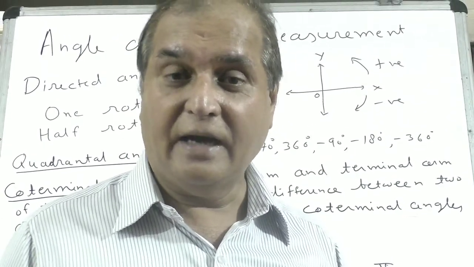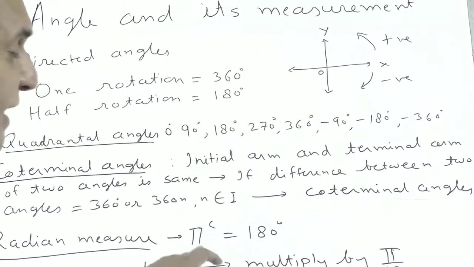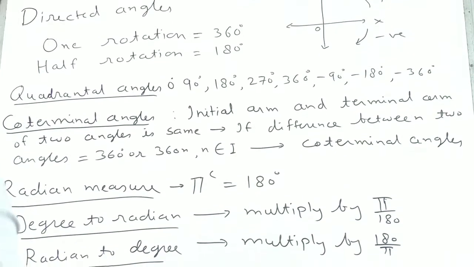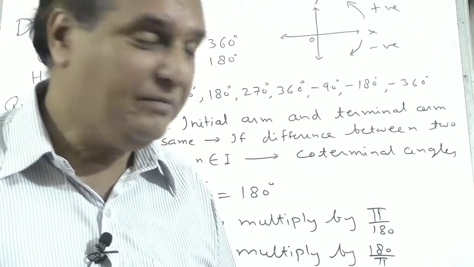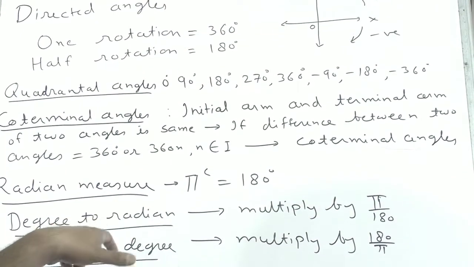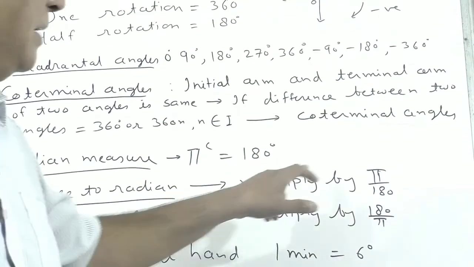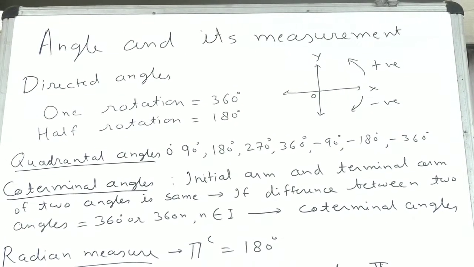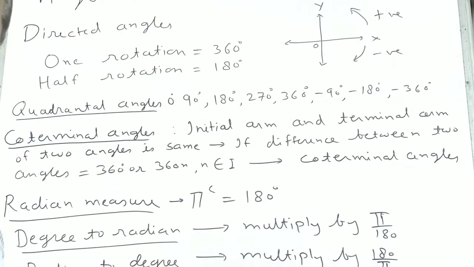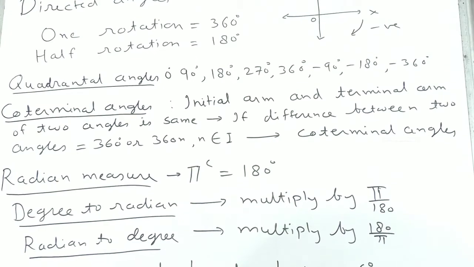Angles in radian. As per definition, pi radian equals 180 degree. So sums may come to convert radian to degree or degree to radian. Radian to degree: multiply by 180 upon pi. Degree to radian: multiply by pi by 180. This way you can convert the angles. This will help for solving the exercise. First we are moving to the exercise. Understood?